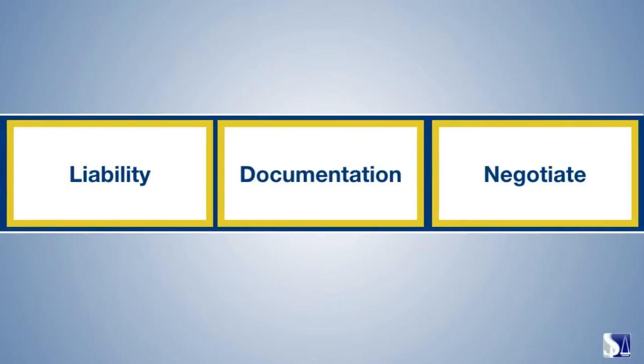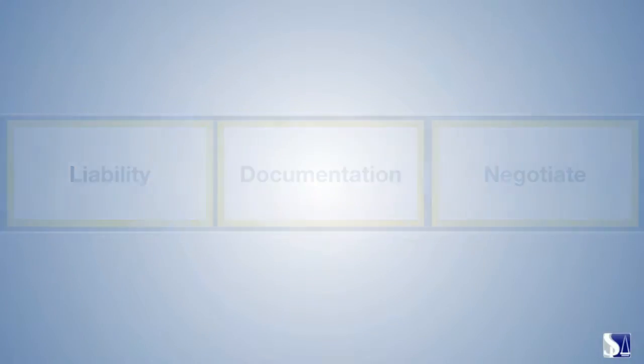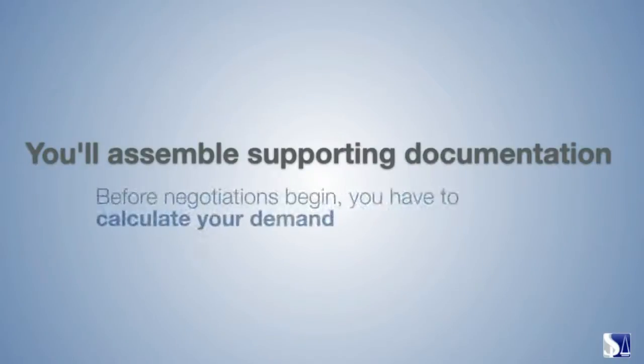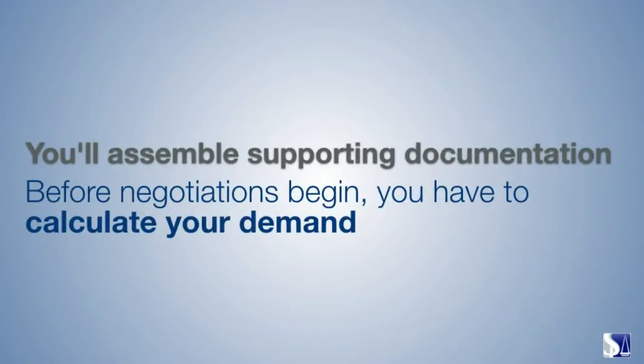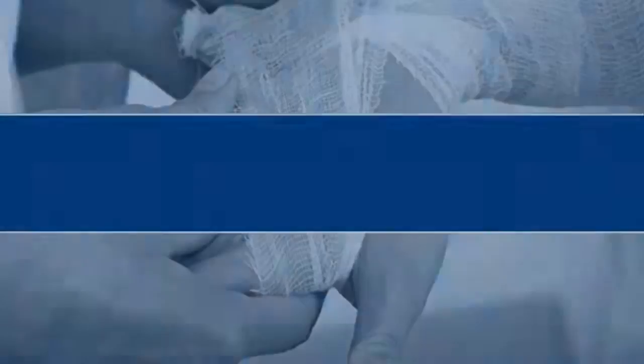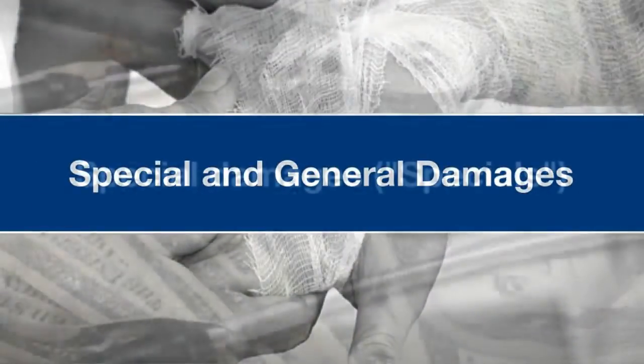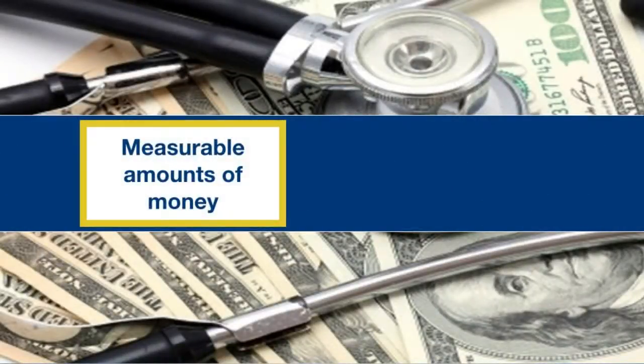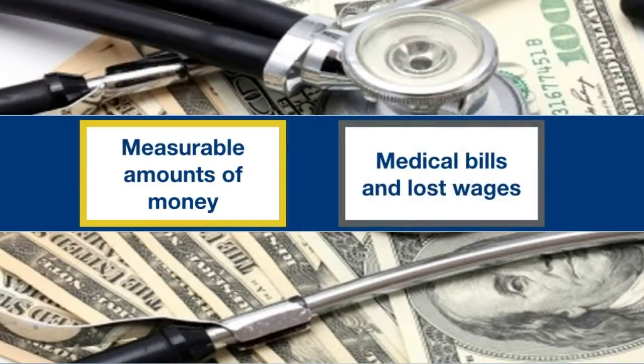Gathering photographs, witness statements, medical records, and more, you'll assemble all the supporting documentation you need to begin settlement negotiations. But before negotiations begin, you have to calculate your demand for compensation. There are special and general damages. Special damages, also referred to as specials, are the measurable amount of money you lost and will continue to lose due to the at-fault party's negligence. These include things like medical bills and lost wages.